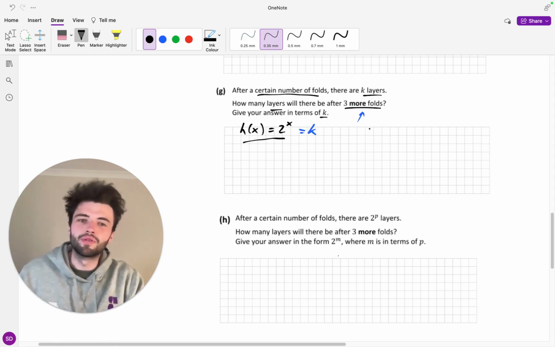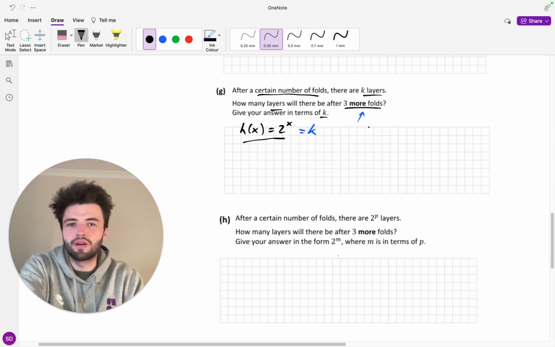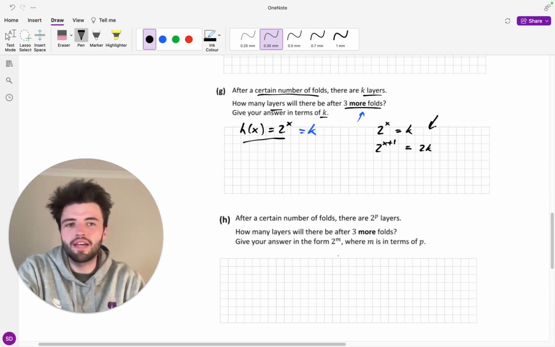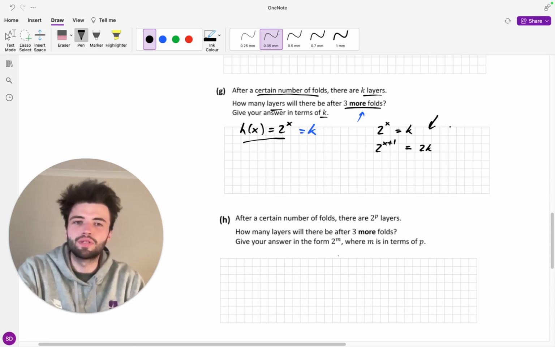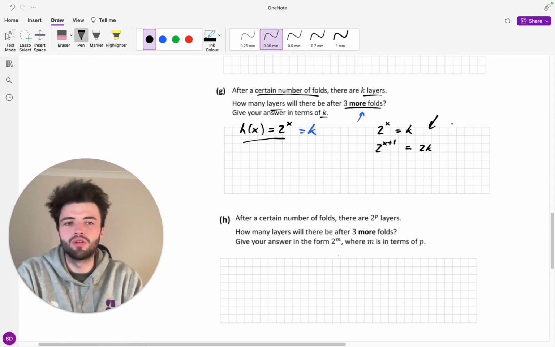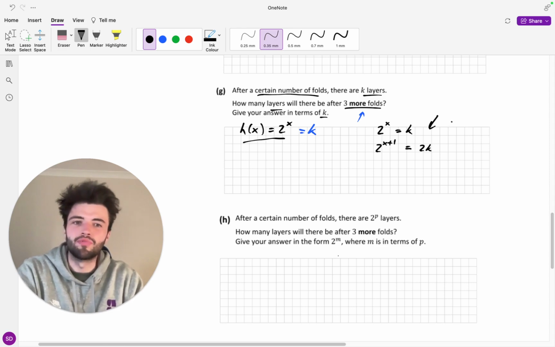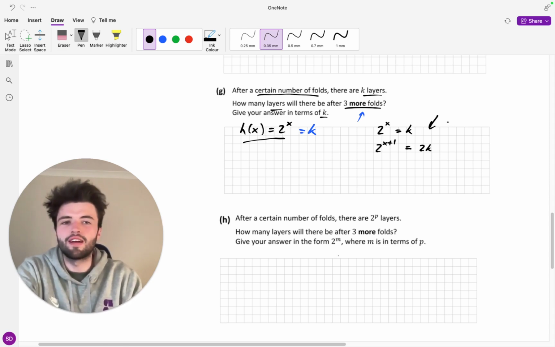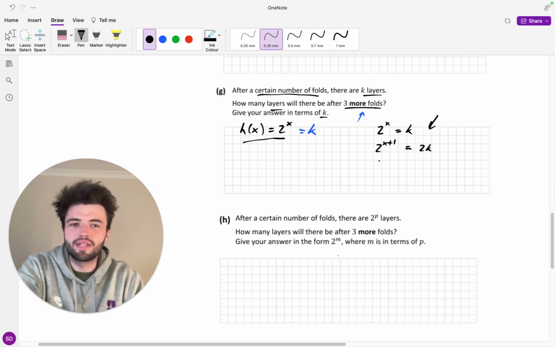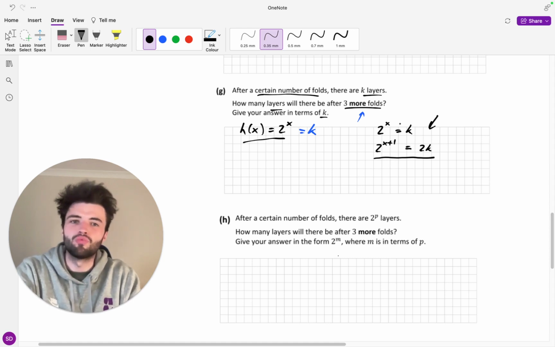And so I think the most straightforward way to start is just to figure out what happens after 1 more fold. So if 2 to the power of x is equal to k, and then we once again multiply it by 2. So remember, we're just always multiplying our next one by 2 for this question involving folds and the number of layers. So for every fold there's twice as many layers, and so we basically just add 1 to our exponent, which is the same as doubling k. So that's what happens after 1 more fold.